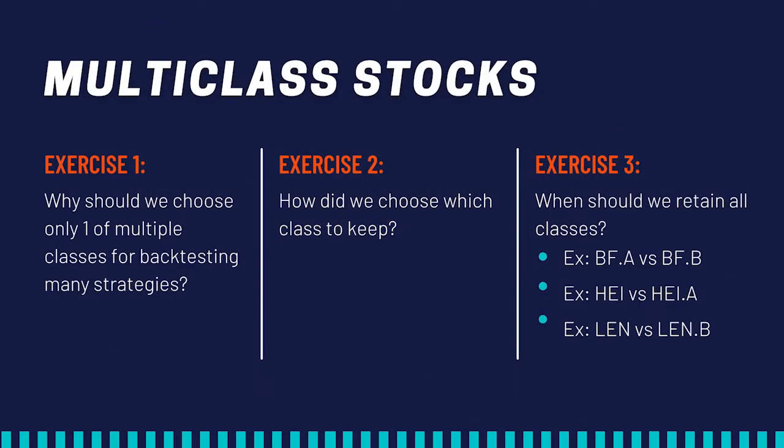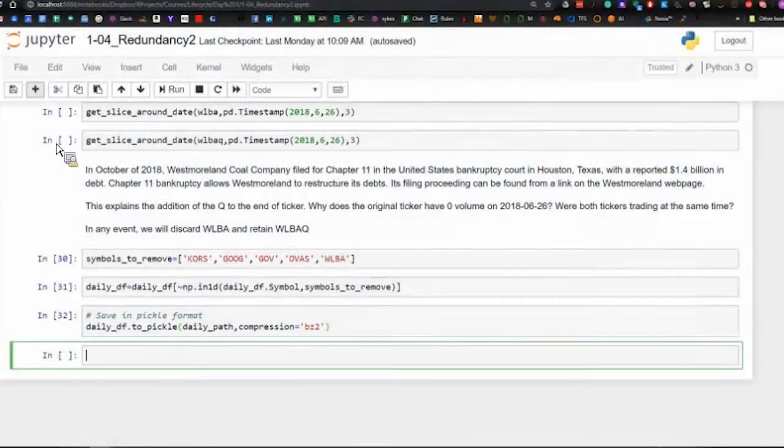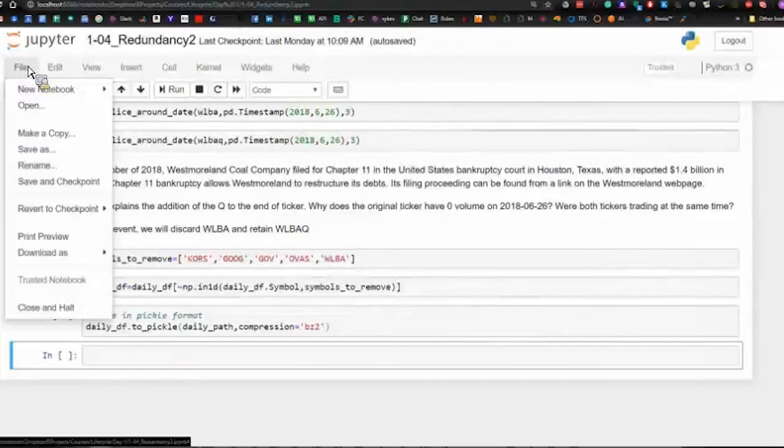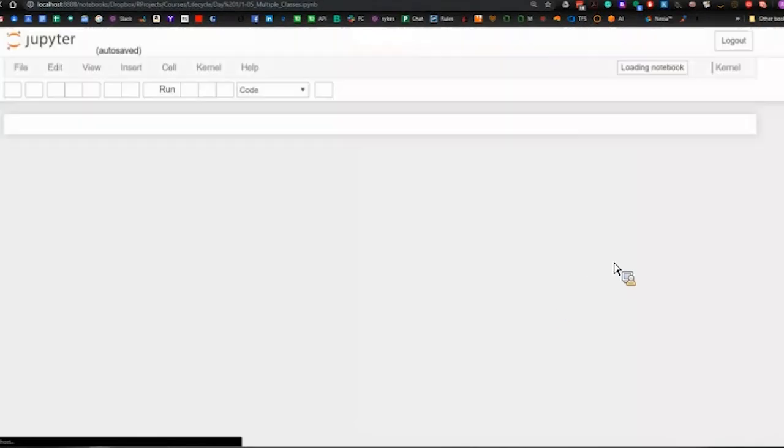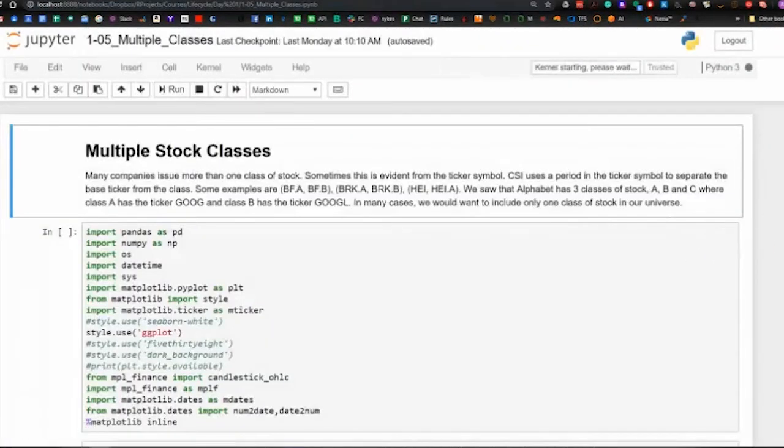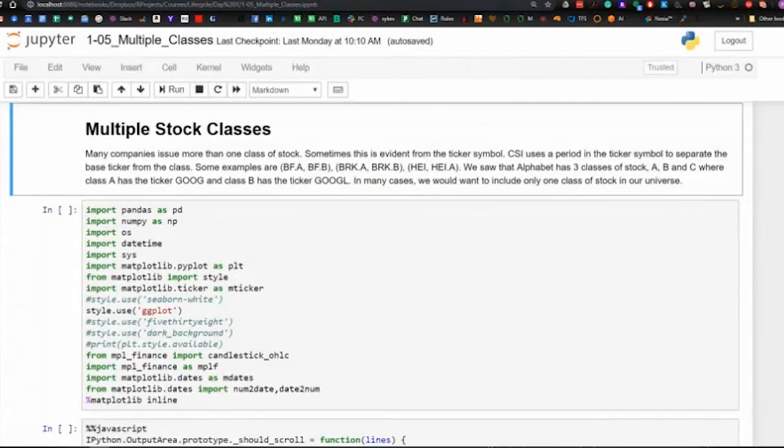All right. Now we move on to stocks that have multiple classes, and that, of course, is like the Goog and Google. Here it's explicit in some of the names of the stocks.